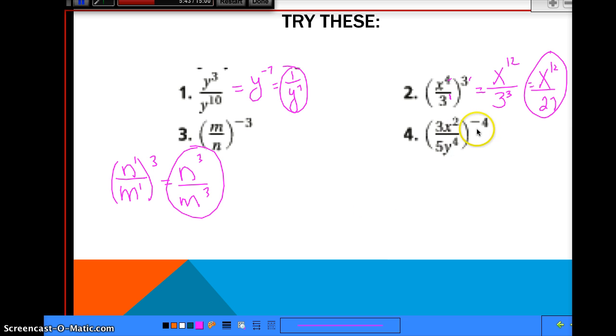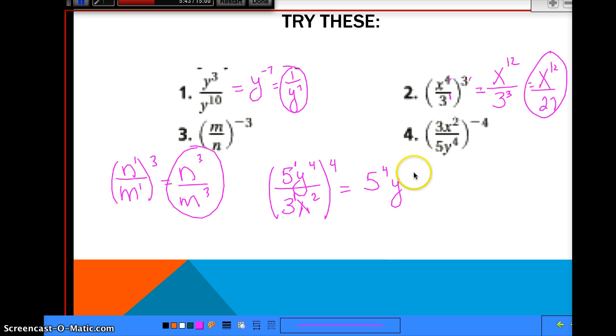In number 4, I have a negative exponent again out on a fraction, so I'm going to flip it to 5y to the 4th divided by 3x squared, raise it to the positive 4th because I did the reciprocal. Now I'm going to apply it to every single one of these in here, so be careful. So I have 5 to the 1 times 4 is 4, y to the 4 times 4 is 16, 3 to the 1 times 4 is 4, and x to the 2 times 4 is 8.